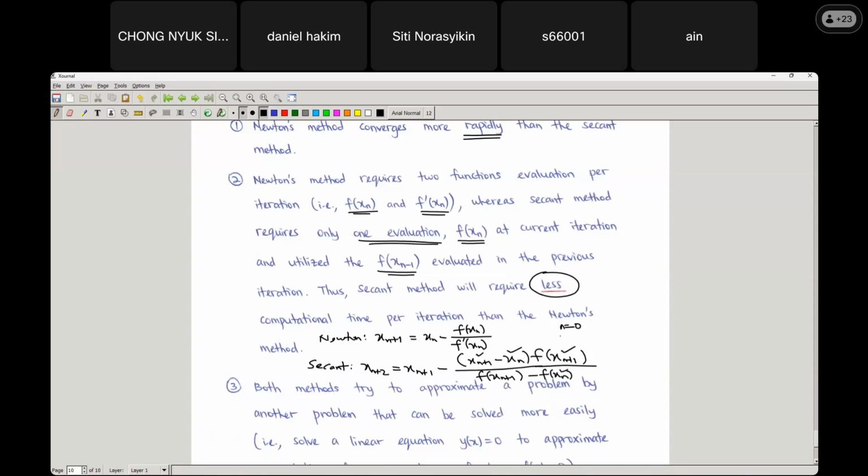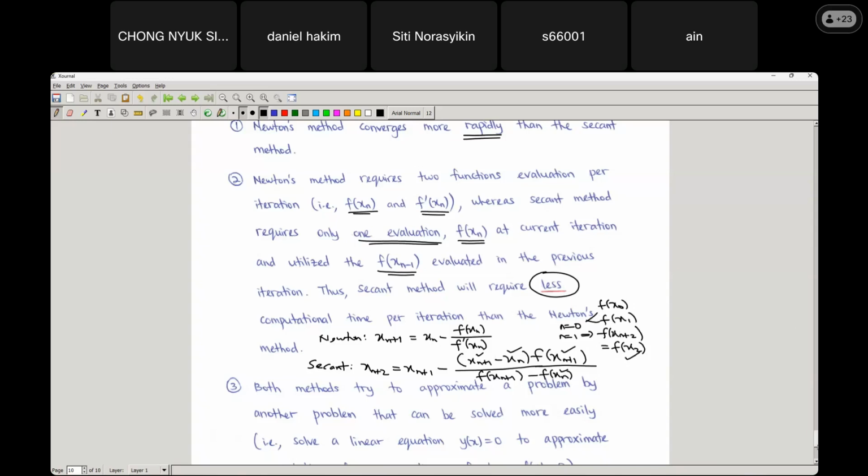But for the next one, when n equal to 1, you want to calculate the next x, you need to find f(x2). So here you need f(x0) and f(x1). Usually these are the initial values. When n equal to 1, this is equal to f(x2). So this one you do not have, but you need to calculate by yourself. So you only calculate one evaluation for each iteration. But for Newton's method, you need to do two. Okay, so this is the meaning.